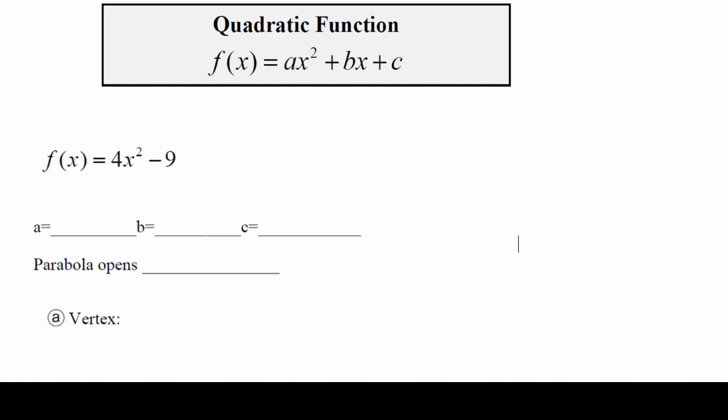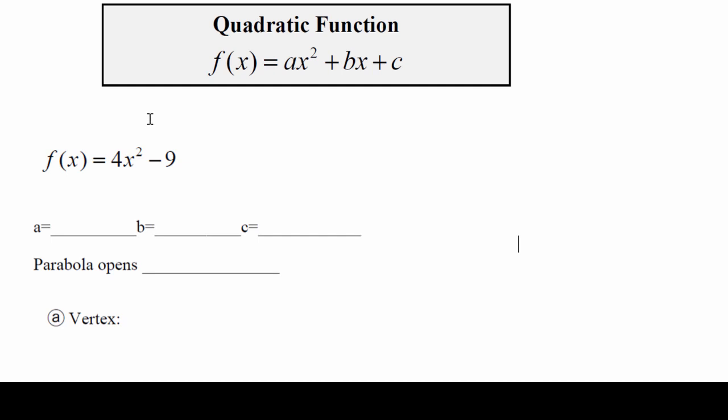So let's go ahead and use properties of quadratic functions to help us graph the quadratic function. As you recall, this is the standard form of a quadratic function, f of x equals ax squared plus bx plus c. The example we're going to do now is f of x equals 4x squared minus 9. You should be noticing something special about this quadratic function. If you're saying it doesn't have a middle term, then you're right.